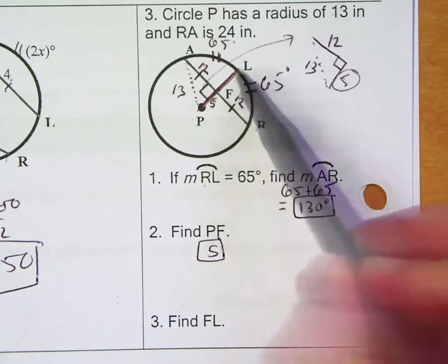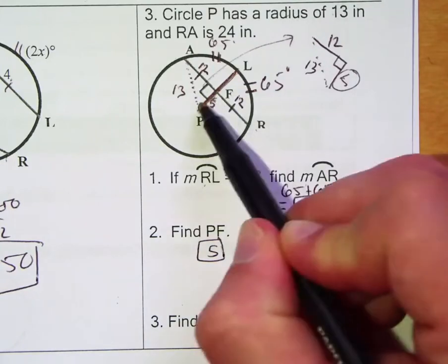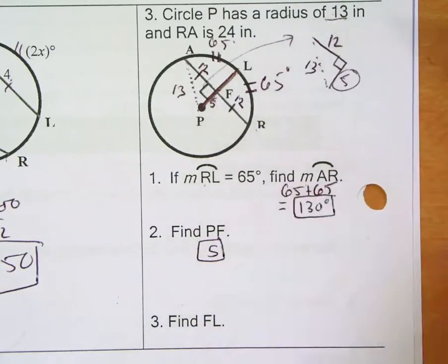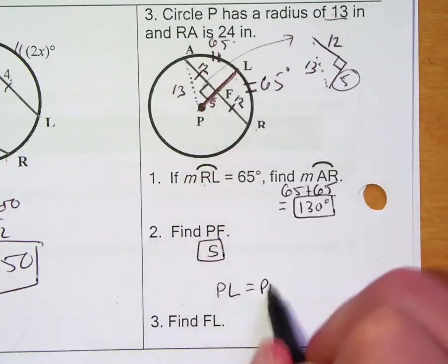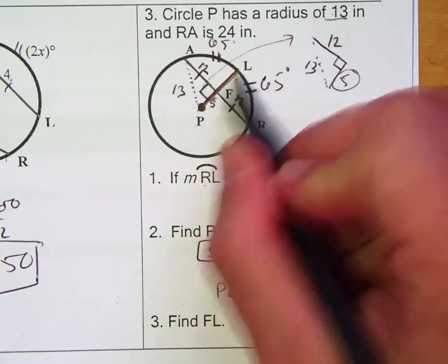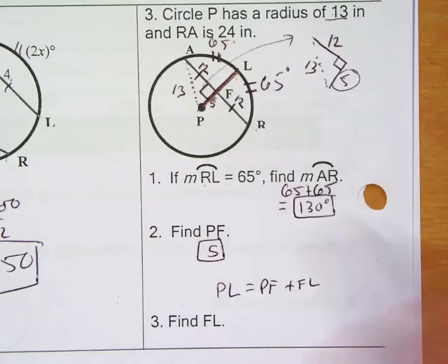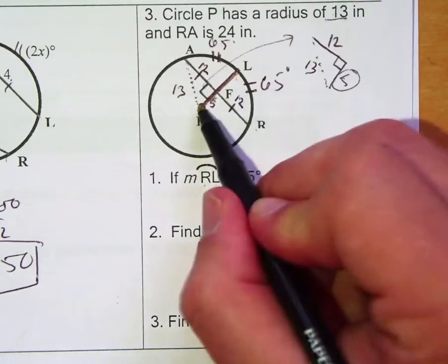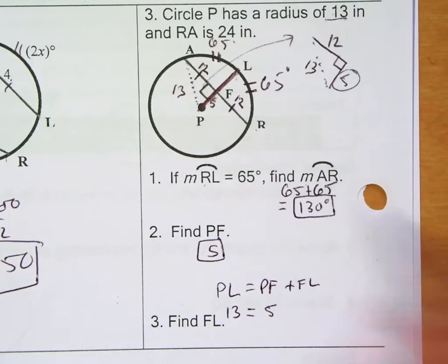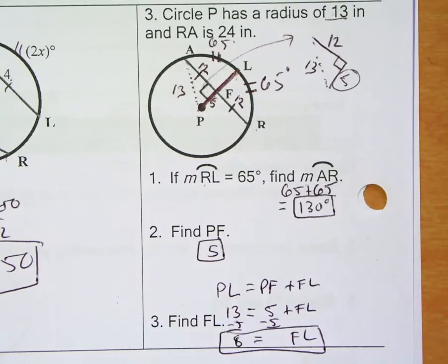Lastly, how long would FL be? Well, if this piece is 5, but the whole thing is 13, again because it's a radius, then what you can say is PL is equal to PF plus FL. And if PL happens to be 13 long because it's a radius, and PF happens to be 5, then you can see FL right here is going to have to be 8. A little bit of algebra, and you are good to go. There are your 3 relationships. Good luck.